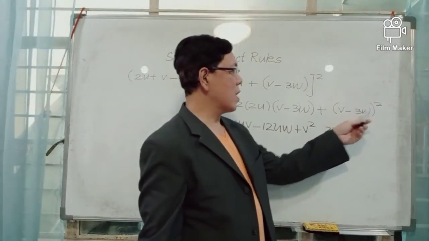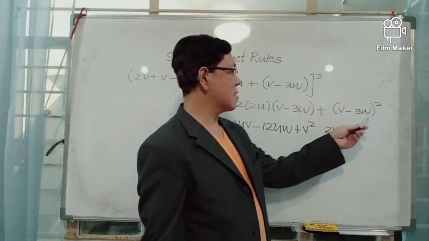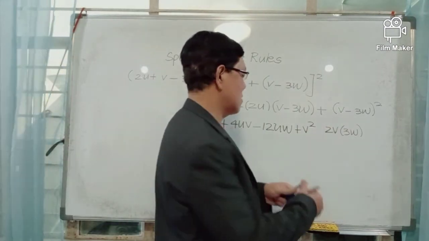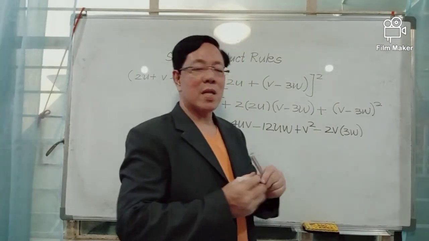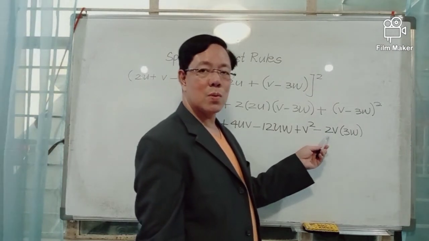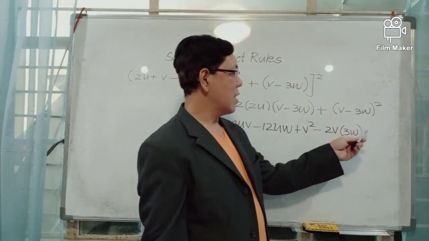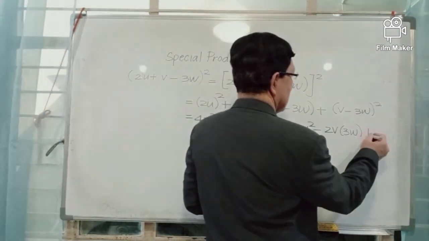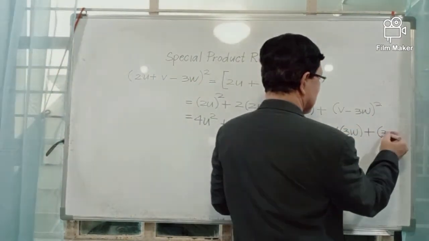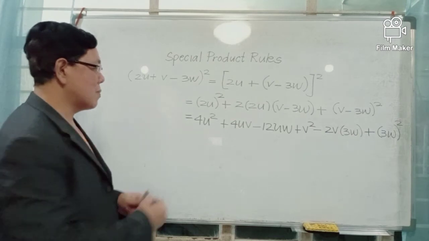Since we have the square of the difference, the square of this difference is the square of the first term, v squared. The second term is minus twice the product of these two terms, v and 3w. And the last term is positive, the square of the second term, 3w squared. We simplify the last two terms.